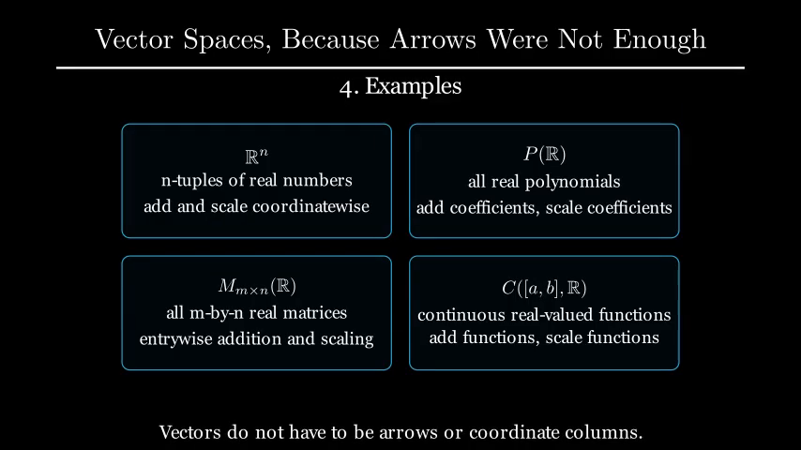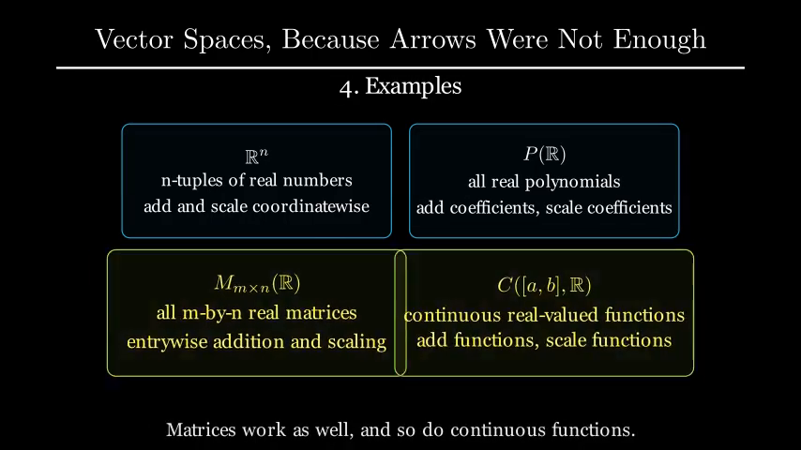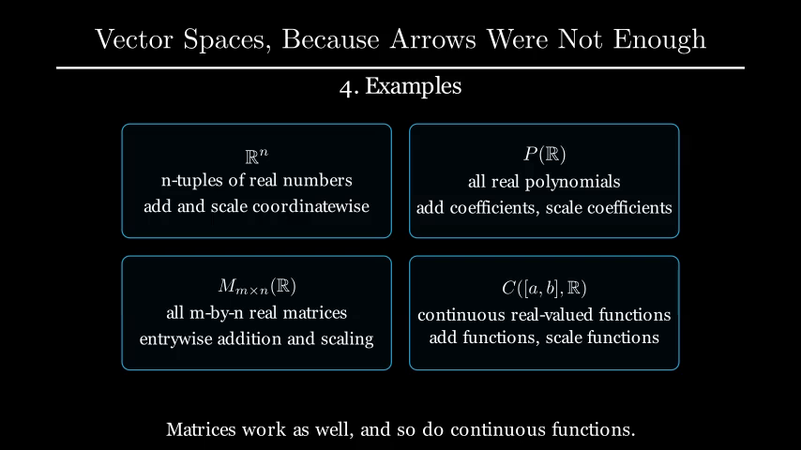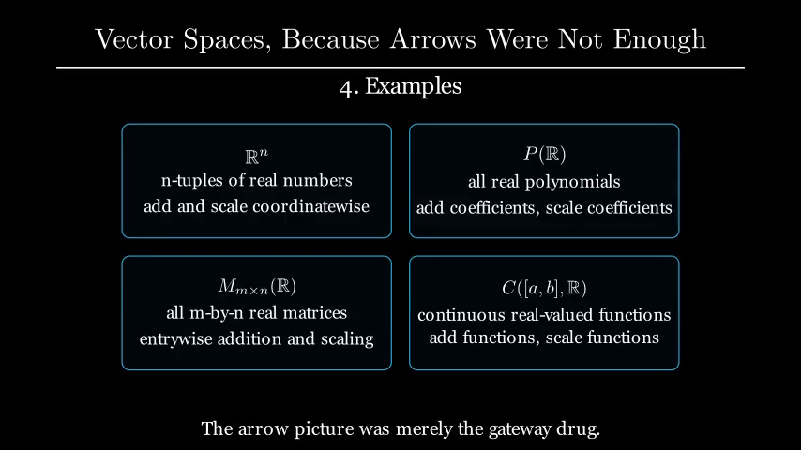Vectors do not have to be arrows or coordinate columns. Polynomials also form a vector space, because you can add them and scale them without the universe collapsing. Matrices work as well, and so do continuous functions. At this point, vector really means any kind of object with sensible addition and scalar multiplication. The arrow picture was merely the gateway drug.